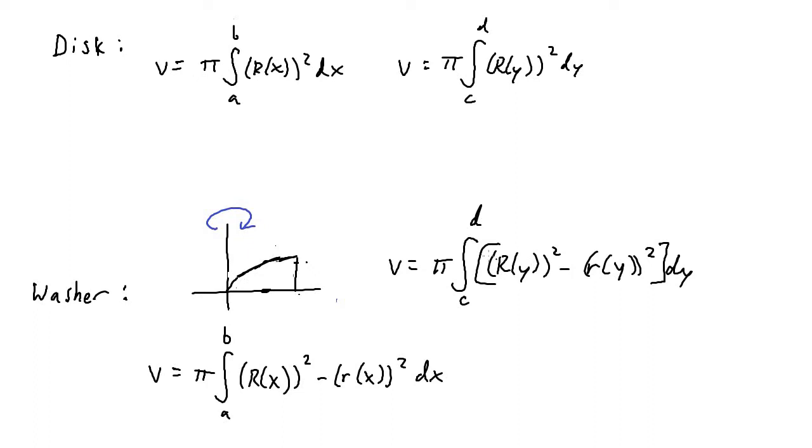Now once again, capital R represents the outer curve. So how do we find the outer curve? Well, we start from the axis of rotation, which in this case is the y-axis, and we go out to the outermost curve. In this case, the outermost curve is that vertical line, so that is going to represent capital R of y. Now lowercase r of y represents the inner curve, and to find that, we still start from the axis of rotation, and this time we go to the inner curve. In this case, the inner curve is going to be, as we mentioned before, y equals the square root of x.